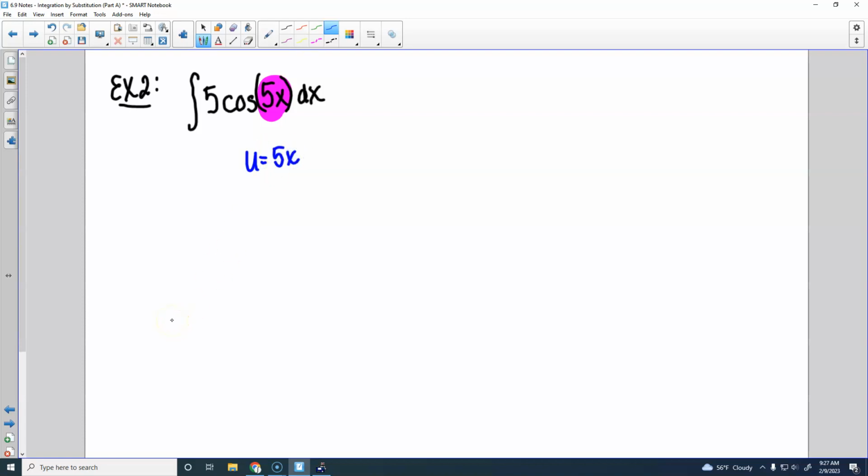If we take the derivative of u with respect to x, du/dx is going to be 5. And then to get that du just by itself, you would multiply by dx, so 5 dx. If you want to start skipping that middle step and just automatically put your dx over here on the side, that's perfectly fine.